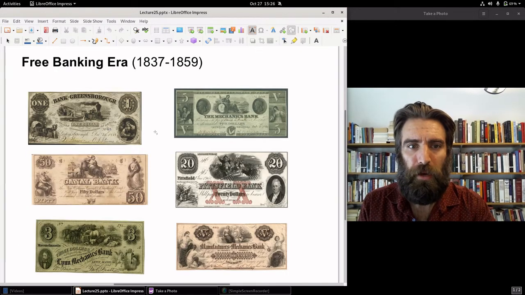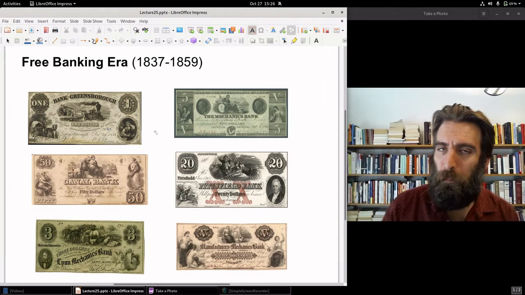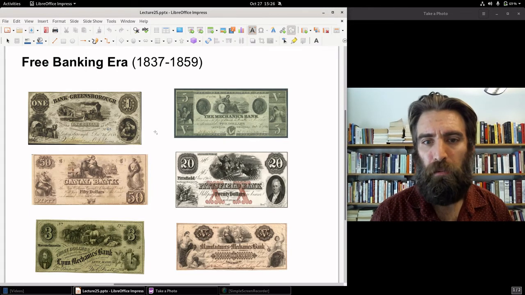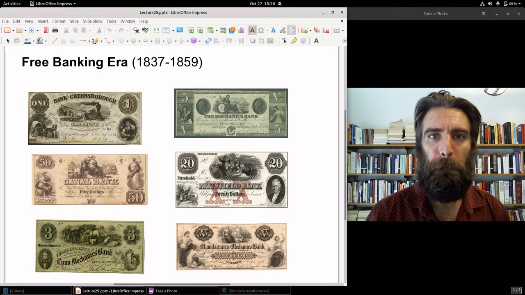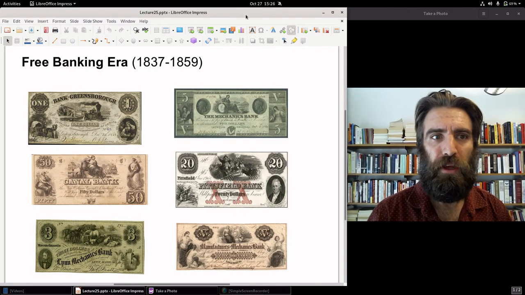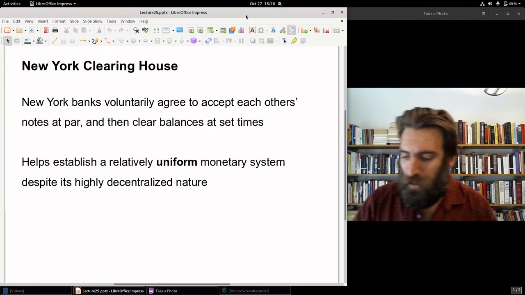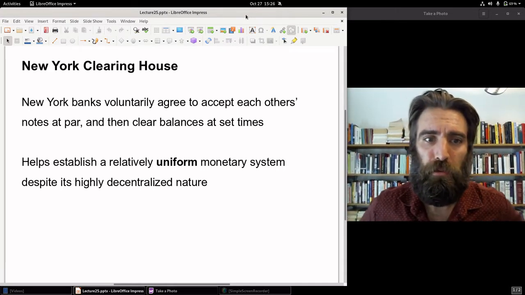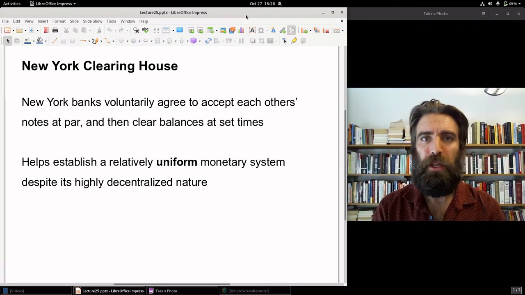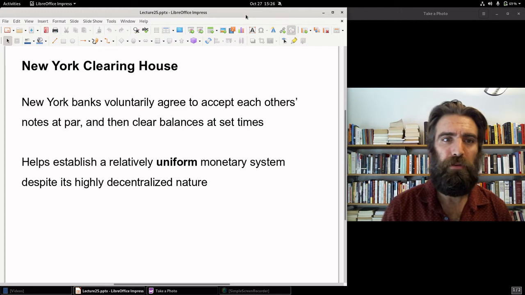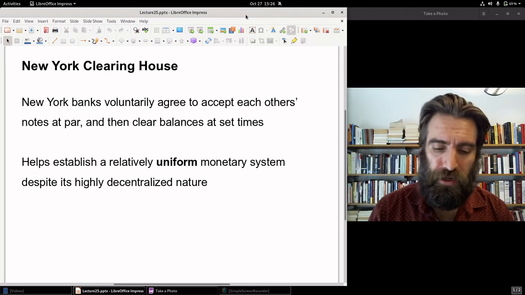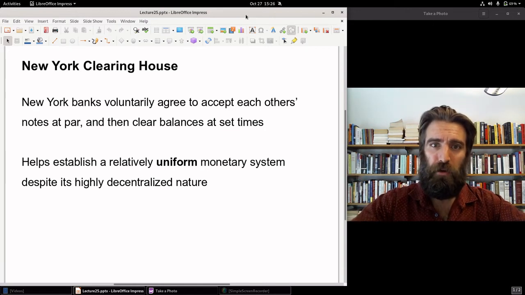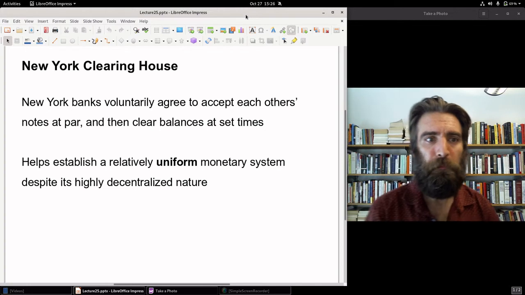For the most part, the system actually functioned a bit more smoothly than you would think. And there were surprisingly few complaints about it back in the 1840s and the 1850s. Some of these banks, moreover, joined associations in order to make the system work even more uniformly. In New York, for example, the first clearinghouse was founded in the early 1850s, and New York banks came together and voluntarily agreed to come together as an association to accept each other's notes at par.